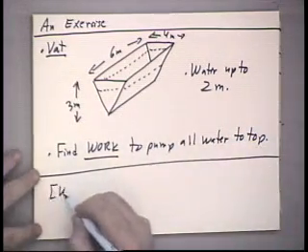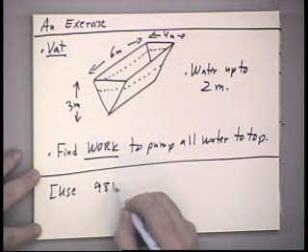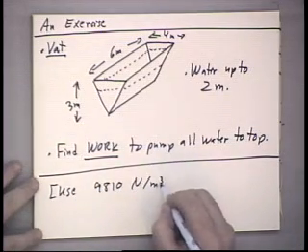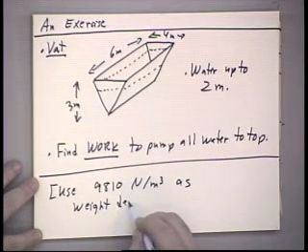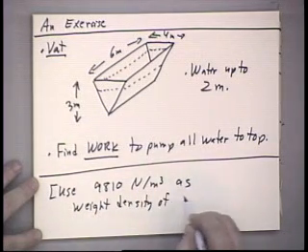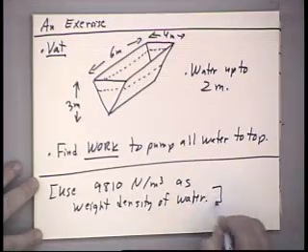And in this, you're allowed to use the following: 9810 newtons per meter cubed as the weight density of water. Give that a try.